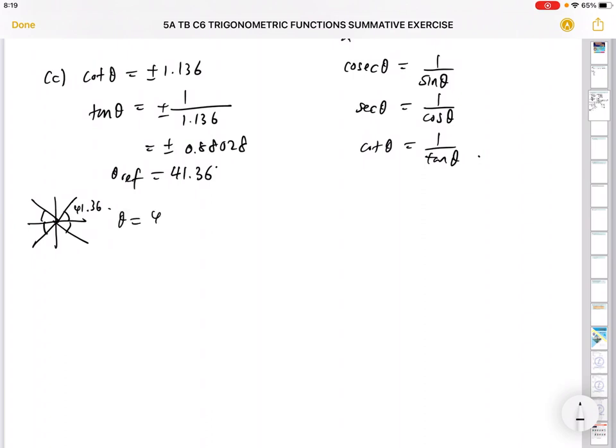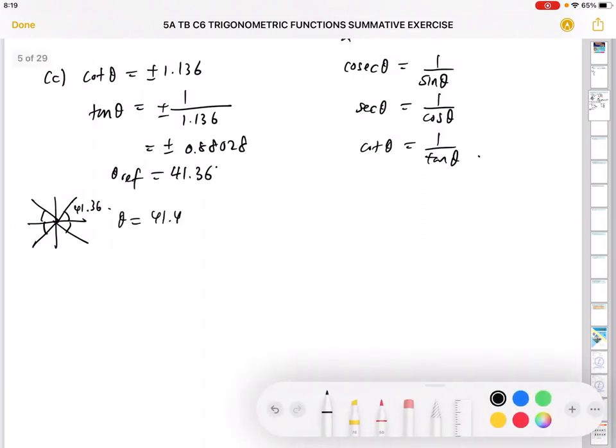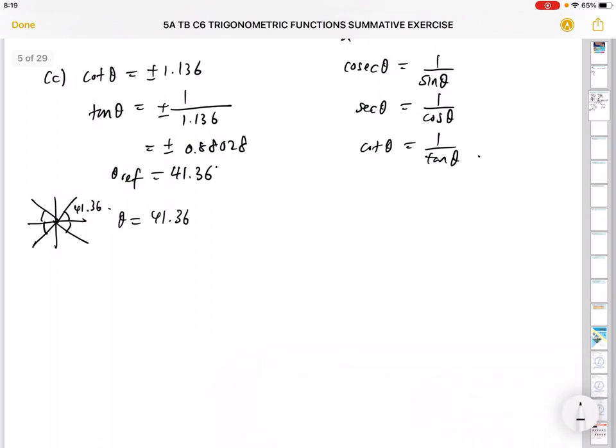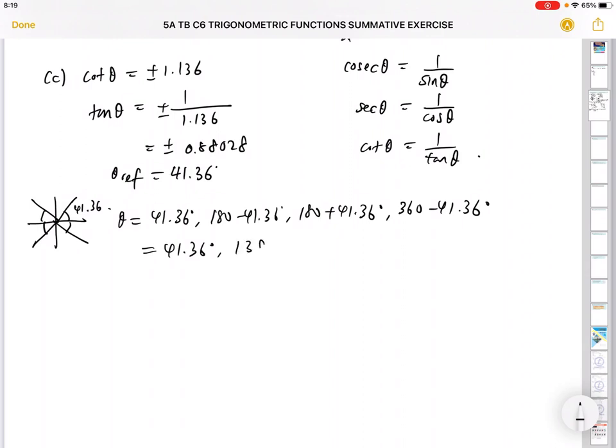So you get 41.36, the first answer. Second answer, 180 minus 41.36. Third answer, 180 plus 41.36. Last one, 360 minus 41.36. So you got 41.36 first answer, 138.64 second answer, 221.36 third answer, and the last one, 318.64.